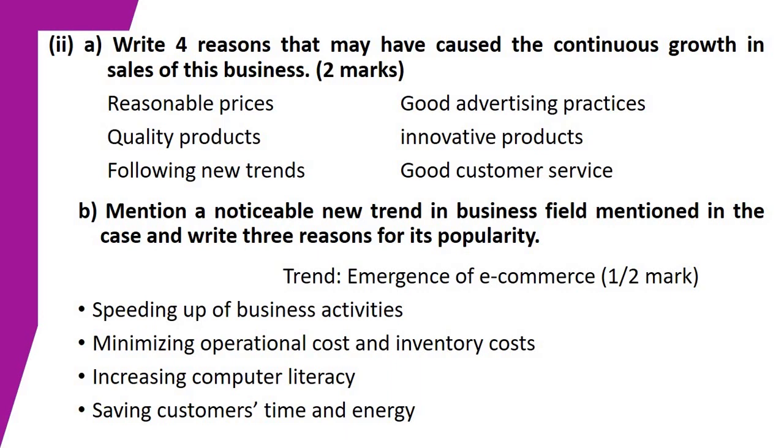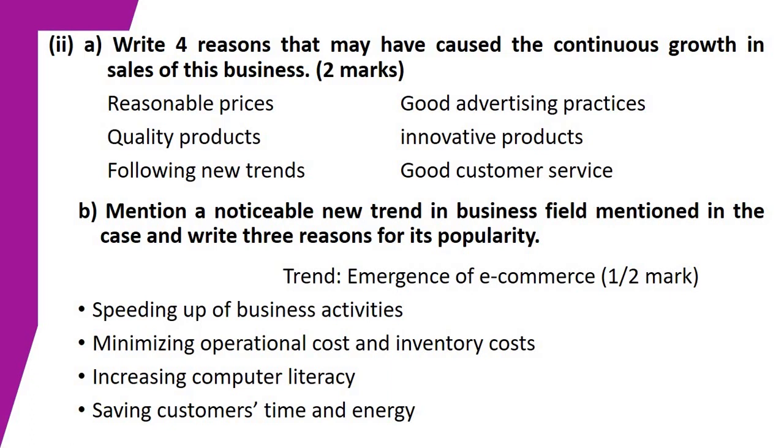Then part B: mention a noticeable new trend in the business field mentioned in the case and write 3 reasons for its popularity. Now here, as you know, there are several trends that we have discussed in the classroom. What are those? Globalization, electronic business, electronic money, concern on environment, concern on business social responsibility, consumer awareness. So those are new trends in the business field.